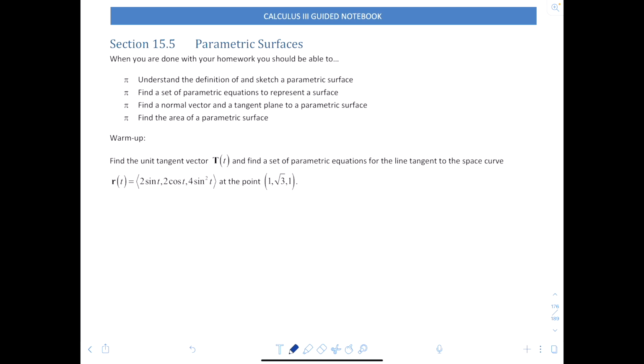So let's warm it on up by finding the unit tangent vector T at t, and we want to find a set of parametric equations for the line tangent to the space curve r at t equal to 2 sine t, 2 cosine t, 4 sine squared t at the point 1, root 3, 1.